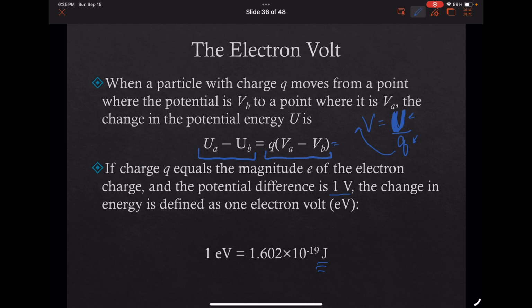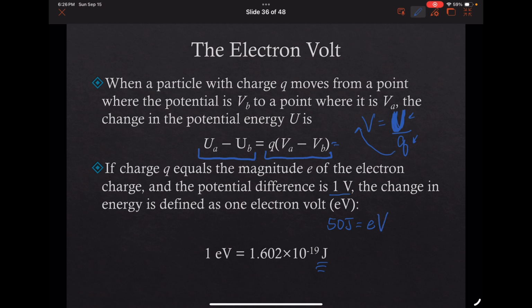So if we have a unit of energy, let's say that it takes 50 joules to move an electron across a potential. Can we figure out what potential that would be? Well, it takes 50 joules to move an electron across an unknown potential. So we have e, the charge of the electron, times the voltage, which is unknown.